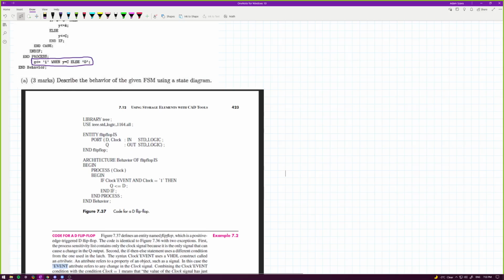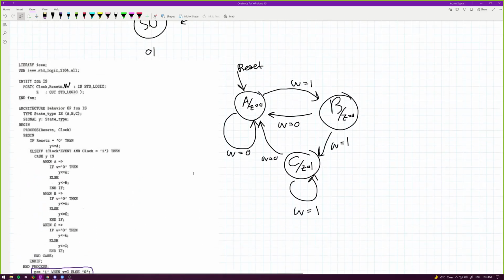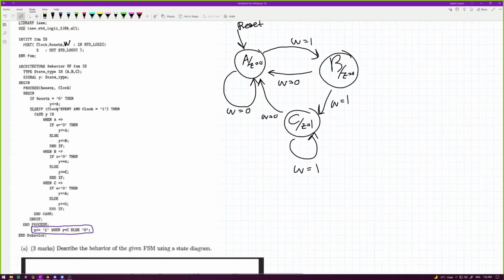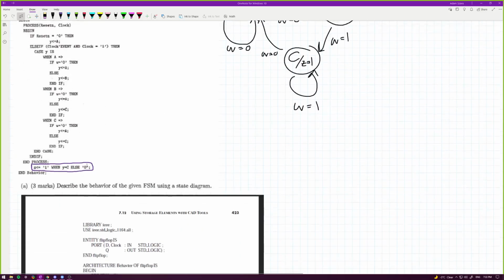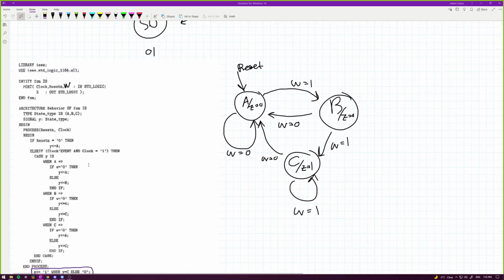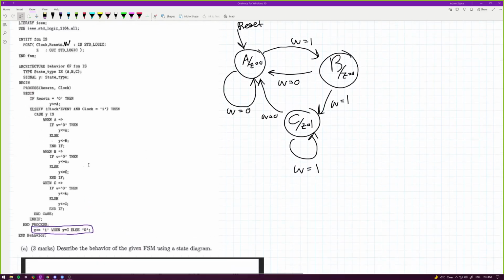We can't tell if we're dealing with a latch or a flip-flop. Well, we can tell we're dealing with a flip-flop because it's edge-triggered, right? It's edge-triggered. I don't think we have a level-sensitive FSM. I don't think we do that. I mean, you probably could try it, but no, it's okay.